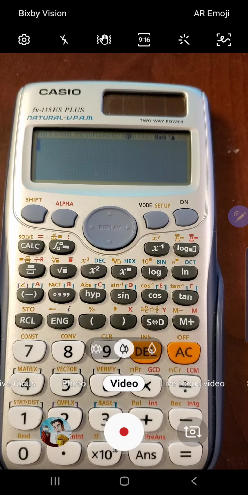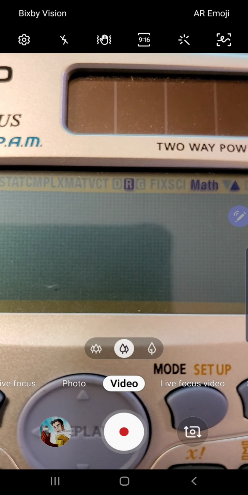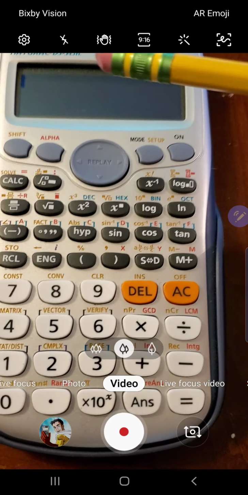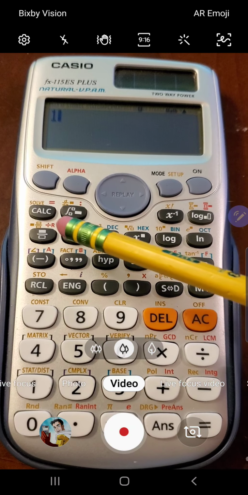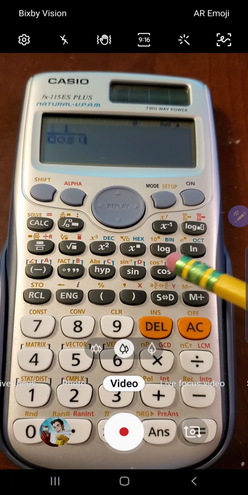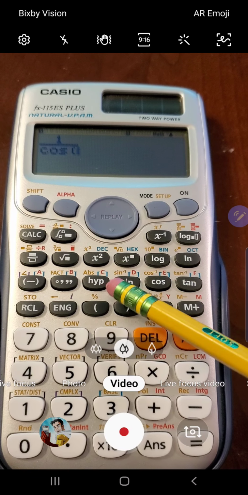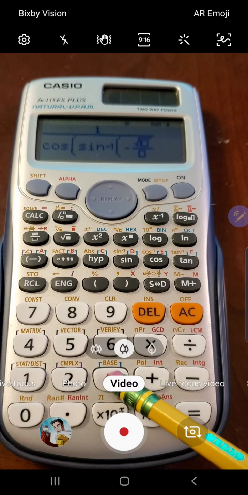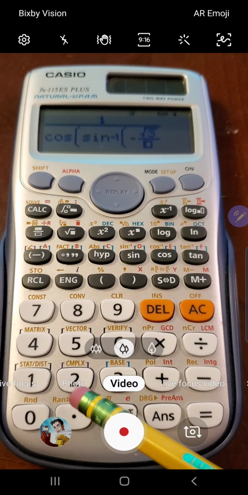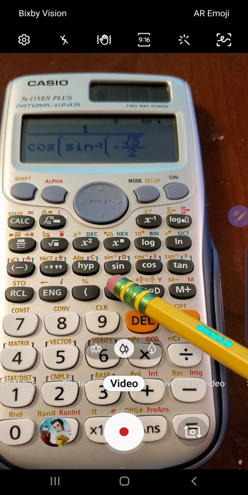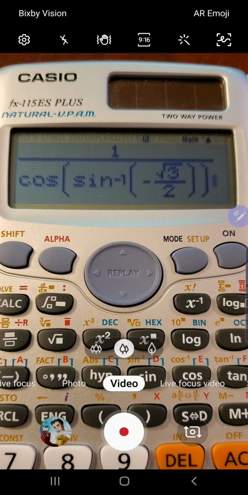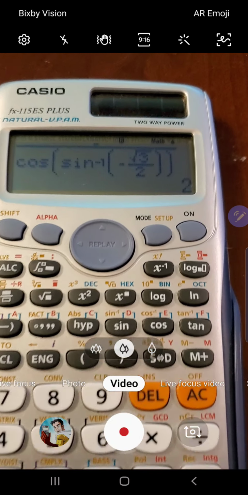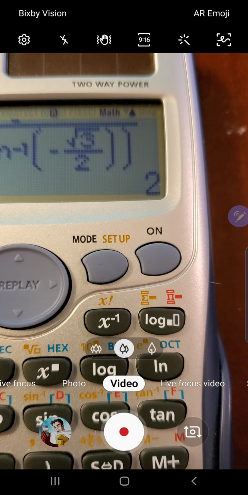We've got our Casio FX115ES Plus. We can see that we are in radian mode. And so to do a secant, you have to do 1 over cosine. So we're going to start with 1 over cosine of inverse sine of negative square root of 3 over 2. And so that's the way that you would have to input that in the calculator. Since it's secant, you've got to do 1 over cosine. And then if we hit the equal sign button, for verification, we get 2 for the answer.